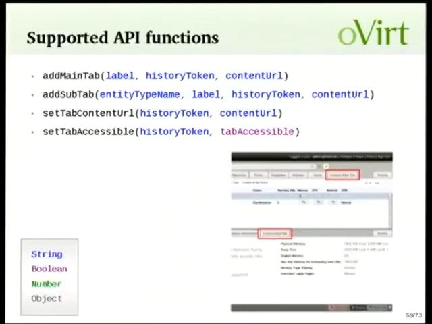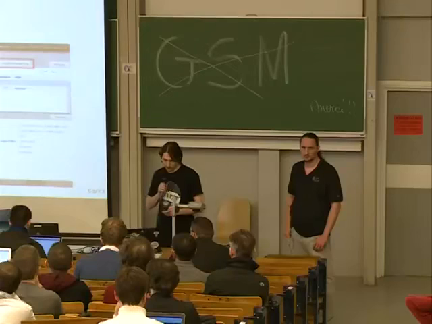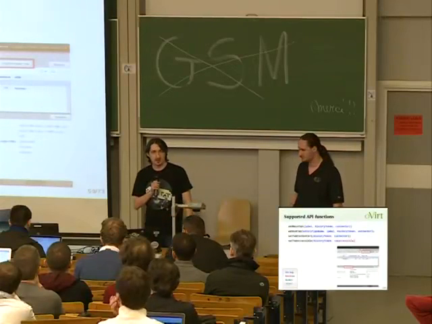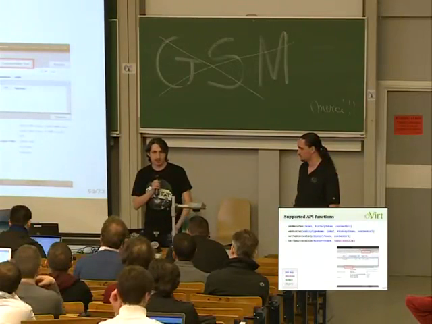As I said before, you can add main tabs and subtabs. This would be a custom main tab, and a subtab appears if you select, for example, a host or a virtual machine or a data center or a cluster. You can set the tab content URL and decide if it should be accessible for all users or just for a specific user group.